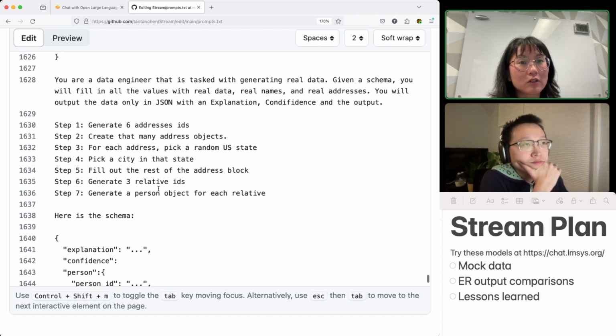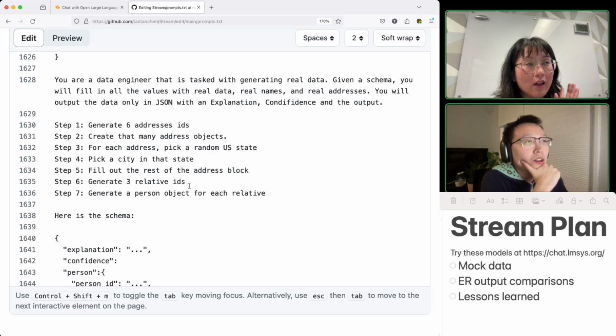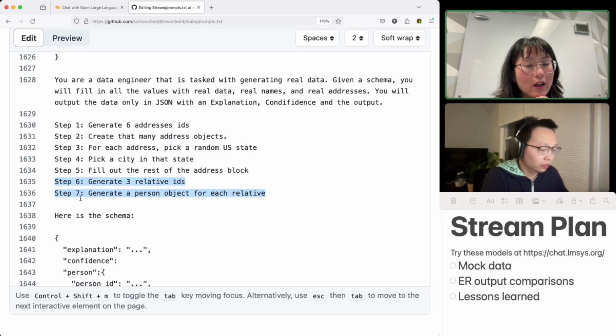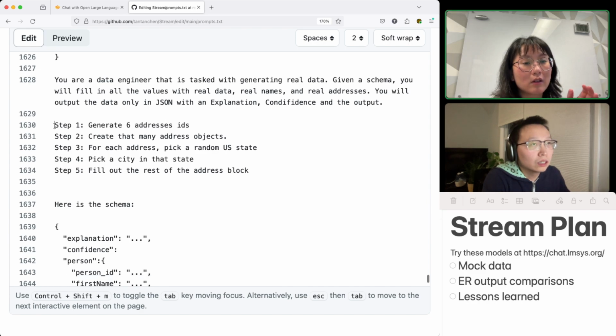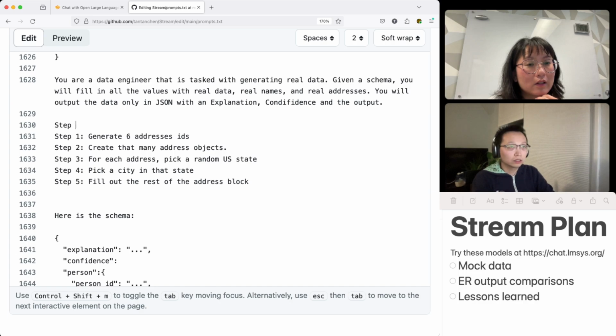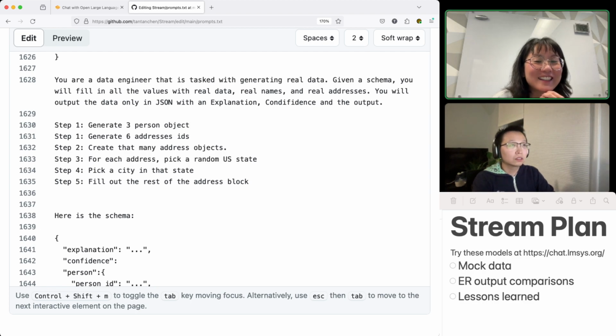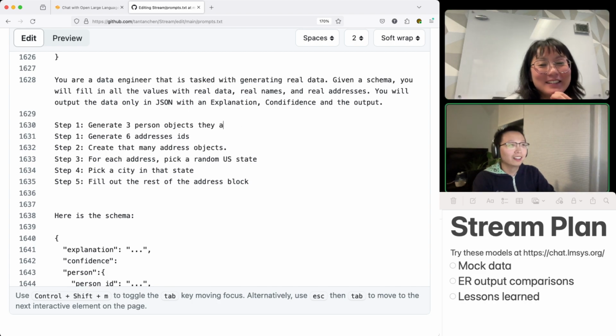Like, first generate three people, and they are related to each other. Three person objects. They are related to each other. I wonder if that changes anything. And then they all live in the addresses. Maybe that's enough. Some objects, they may be related to each other. Sure.